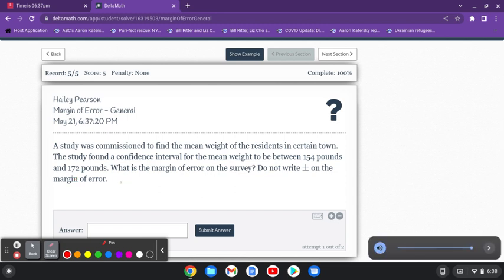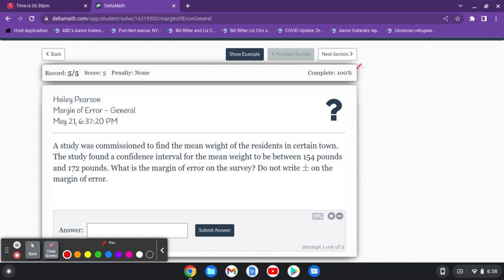Now, there are two methods that you can use to calculate the margin of error. You could find the actual mean weight by adding 154 and 172 and dividing by 2, and then subtracting the mean from the highest weight. But the way I like to do it is I would subtract the two numbers and then divide by 2 to figure out my margin of error.